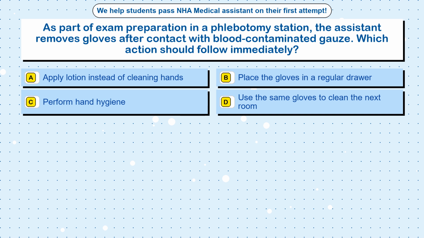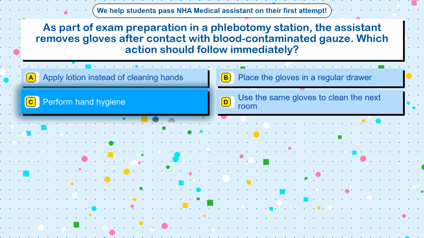Option A. Apply lotion instead of cleaning hands. Option B. Place the gloves in a regular drawer. Option C. Perform hand hygiene. Option D. Use the same gloves to clean the next room. The correct answer is option C.